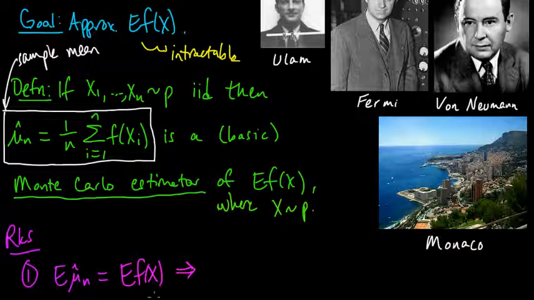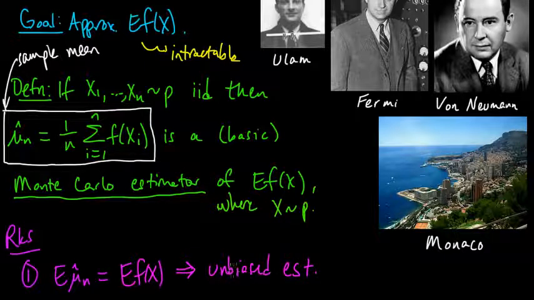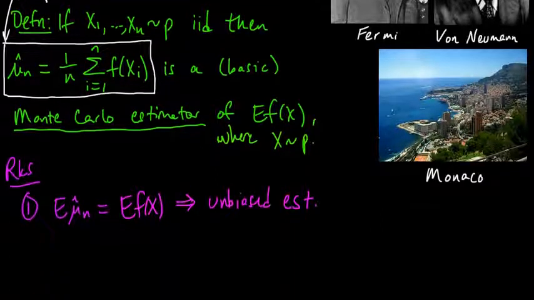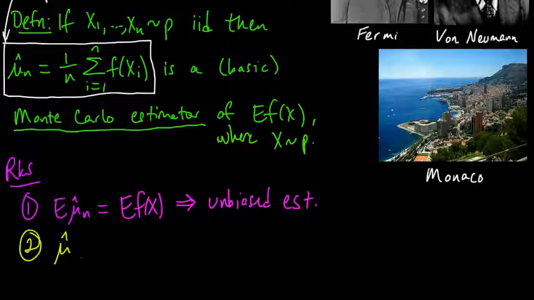When this occurs, we call mu hat n an unbiased estimator. If you watch the videos on estimators, we define unbiased estimators, and this says it's an unbiased estimator. Its bias is 0. So on average, it's roughly doing the right thing. So that's a nice property that we have for a basic Monte Carlo estimator. And here's another nice property.